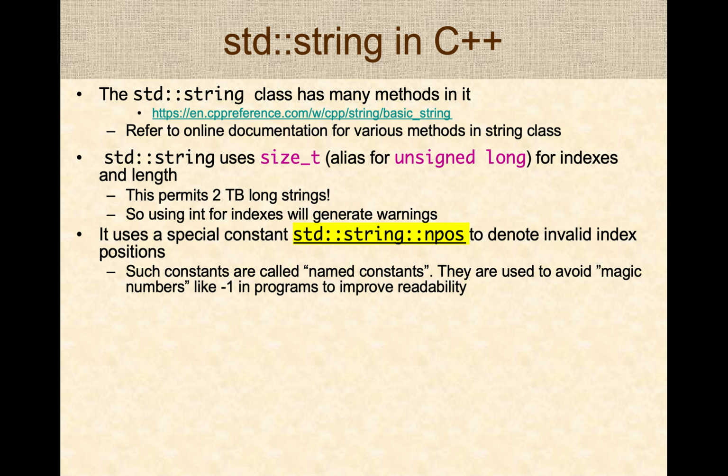And string also uses a special concept called npos, or no such position. That's what npos means, to denote invalid index positions. So rather than using -1, we prefer to use what are called named constants. So the named constants add more semantic meaning to magic numbers. So we do not type -1 and such. Instead, prefer to use no such position or npos in your programs.